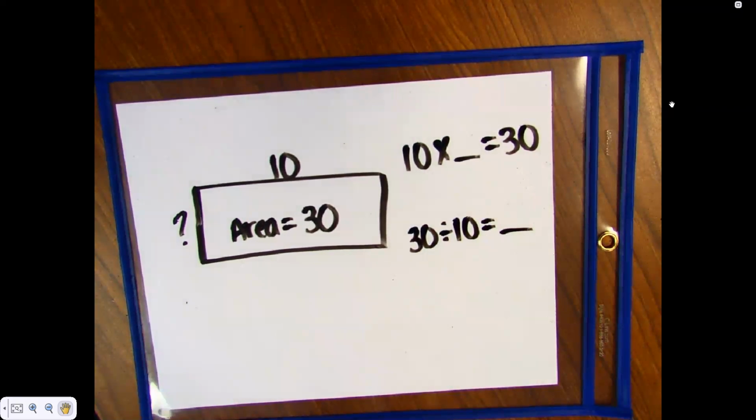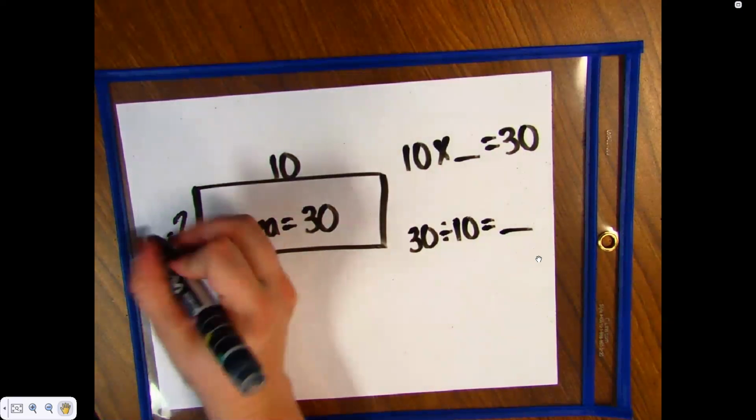So 10 times what equals 30? 10 times 3. 10 times 3, right? And I could also skip count to get there. I could go 10, 20, 30. Oop, I'm holding up 3 fingers. All right, well, this missing side must equal 3.